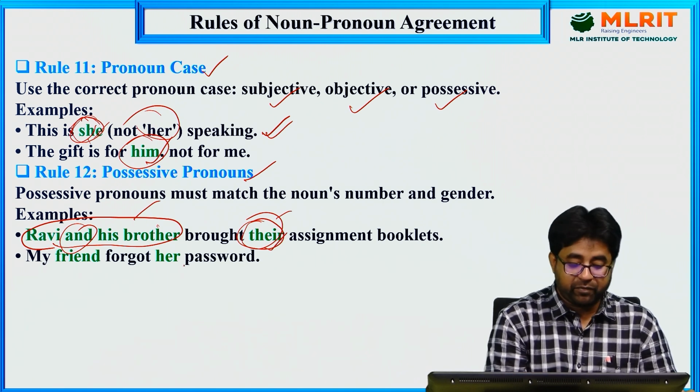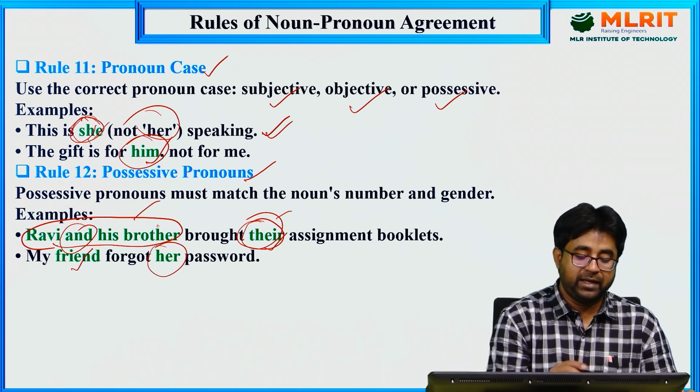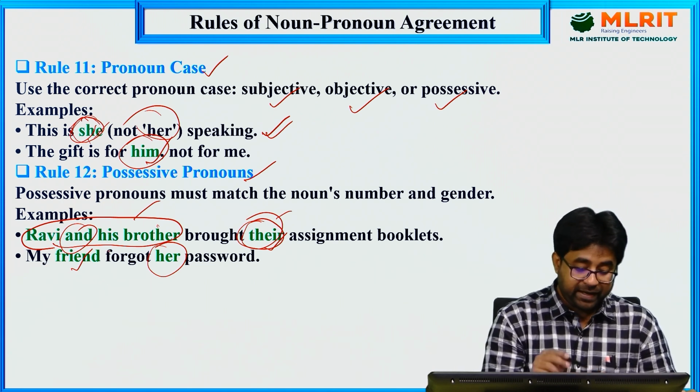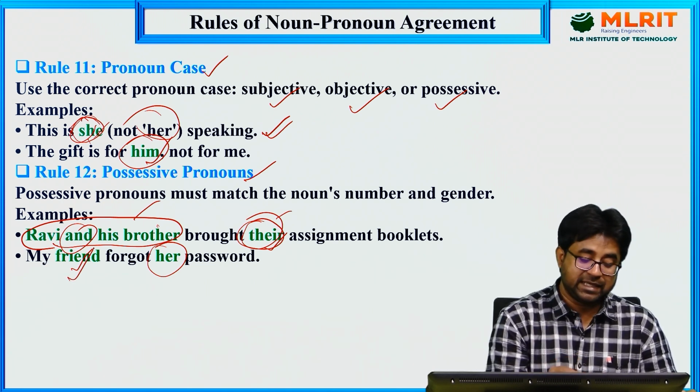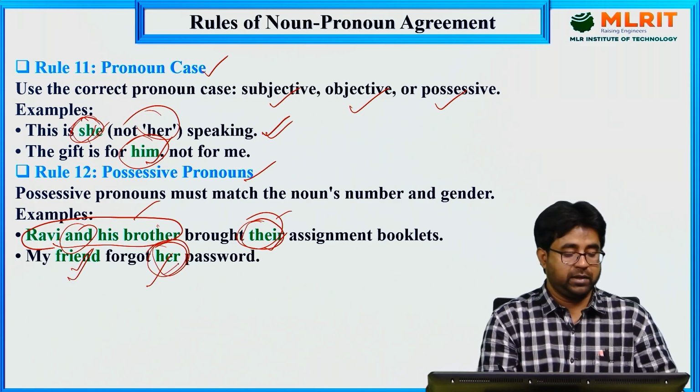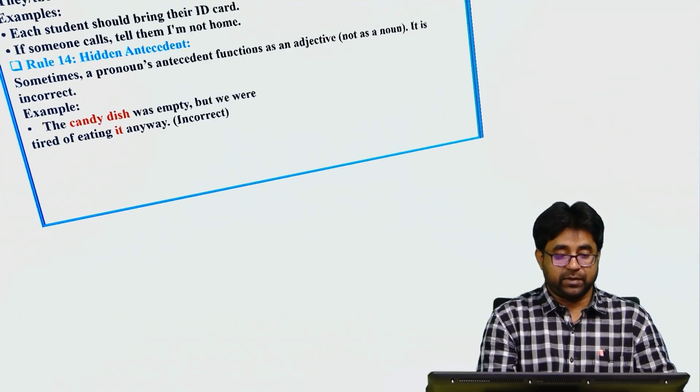Here, my friend forgot her password. So my friend here, it is assumed that she is a girl. This is a singular girl. So I am using the singular and female pronoun her. Fine. Next set of rules.